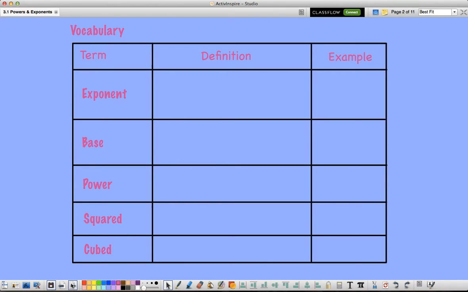Alright, so first and foremost, we have lots of vocabulary today because in order to work with exponential form and exponents, we need to know what an exponent is, what a base is, and power, squared, cubed, all these wonderful words that you're going to hear quite often in your math career.